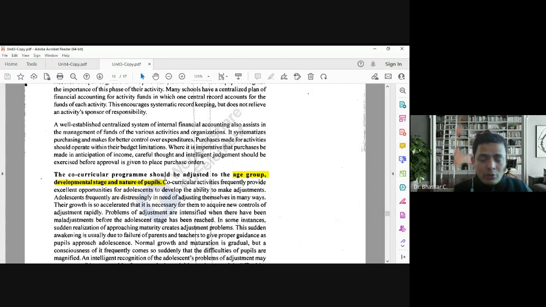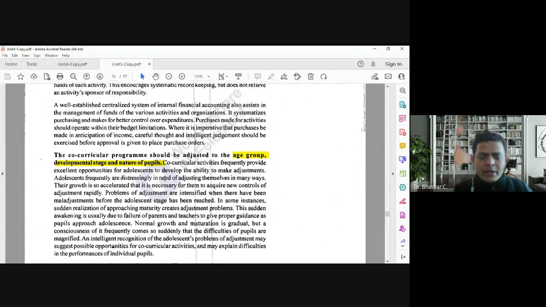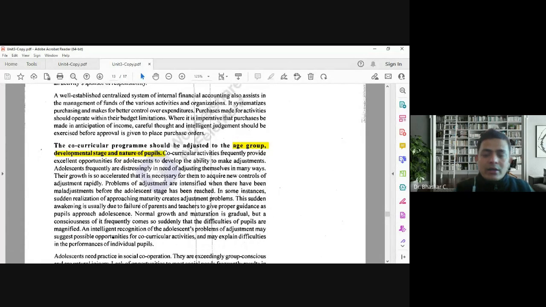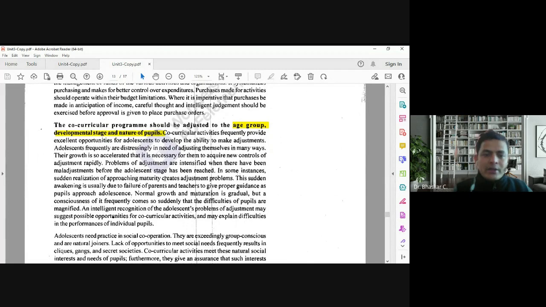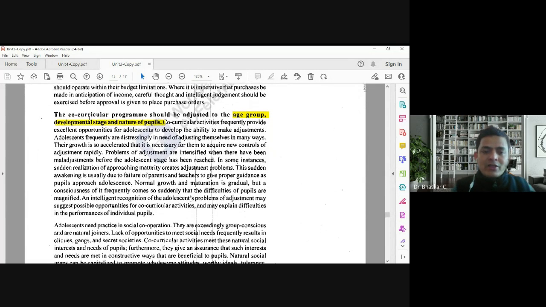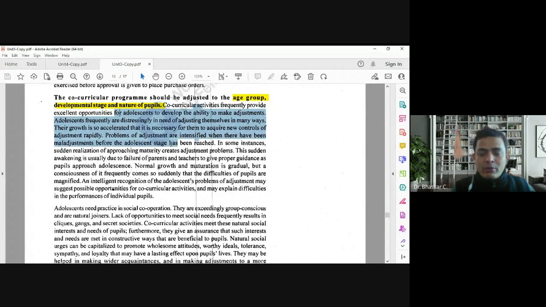If you do not have some sponsor, again you can go for different types of activities, but try to keep that under the budget limitation that your school permits. Another important point is the age group, the developmental stage, and the nature of the people. So what is the age group of the learners? This also is to be kept in mind.